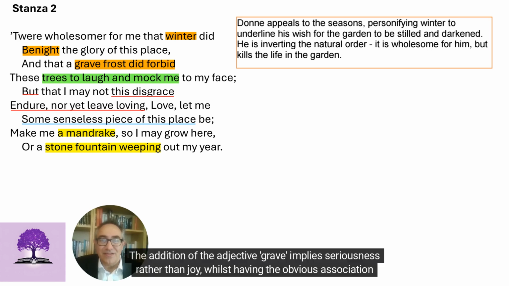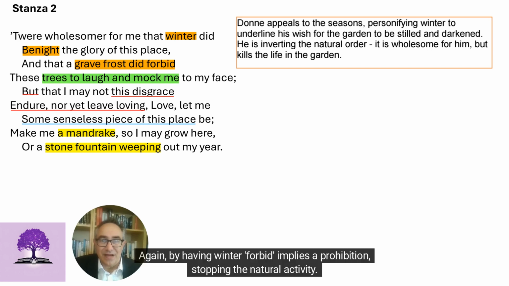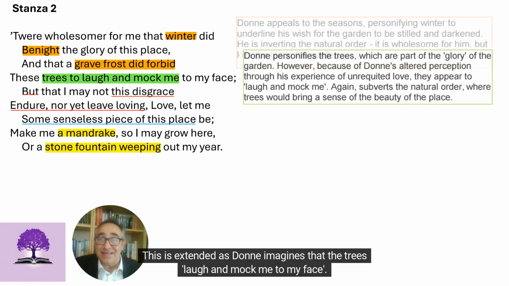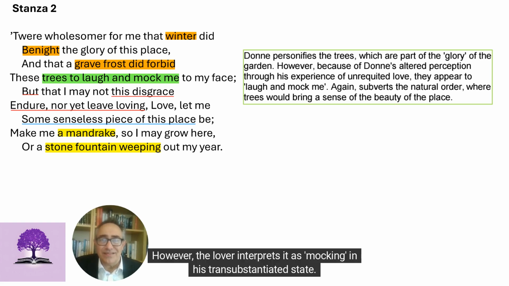The addition of the adjective "grave" implies seriousness rather than joy, whilst having the obvious association with death. Again, by having winter "forbid" implies a prohibition, stopping the natural activity. This is extended as Donne imagines that the trees "laugh and mock me to my face." Here, the natural glory of the garden is associated with joy and happiness. However, the lover interprets it as mocking in his "transubstantiated" state.